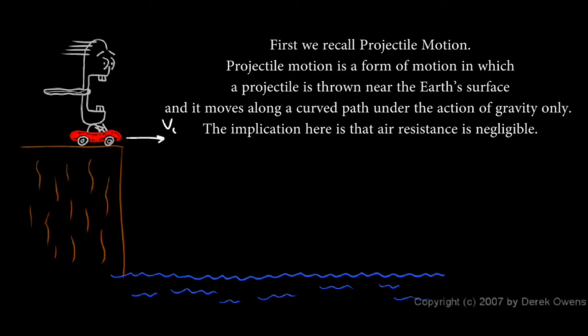First, we recall projectile motion. Projectile motion is a form of motion in which a projectile is thrown near the Earth's surface and it moves along a curved path under the action of gravity only. The implication here is that air resistance is negligible.